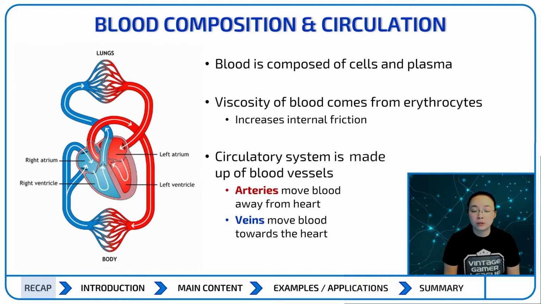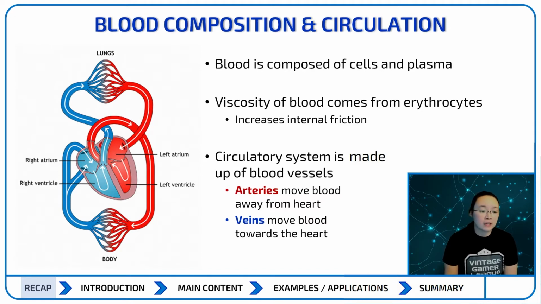Next, we did talk about the circulatory system, and it is important for you to know where the blood is going if we give you a starting point. There are two circulatory systems, one for the lymph and one for blood. We focused on blood, which is made up of blood vessels. And there are two types of blood vessels we focused on.